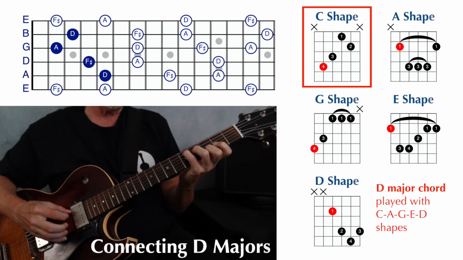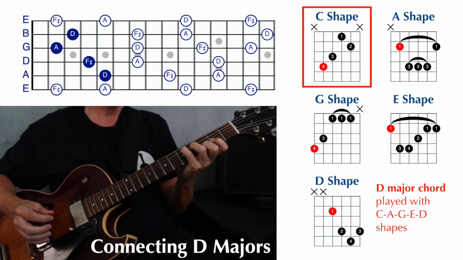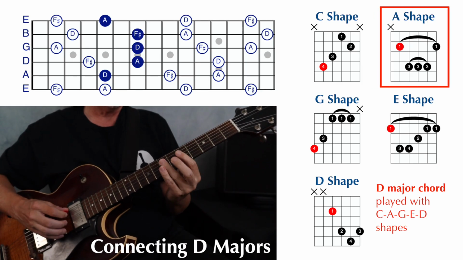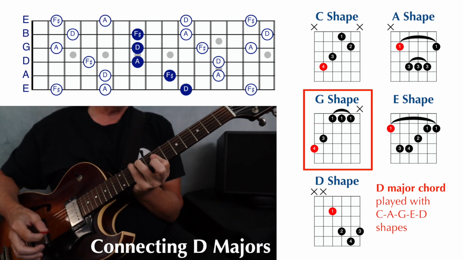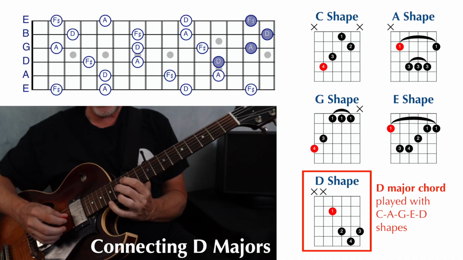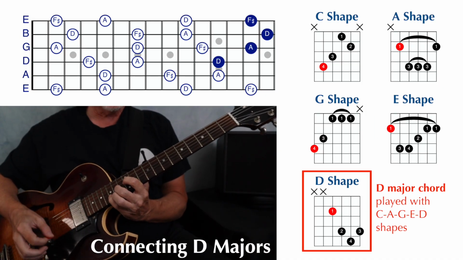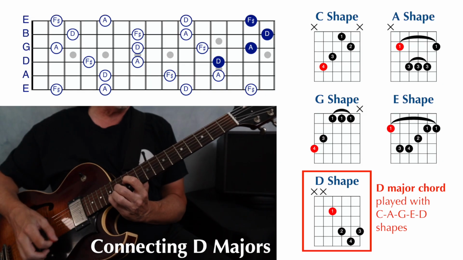Here's a D major chord played with the C shape. Another D major chord with the A shape, with the G shape, with the E shape, and this is a little hard to grab, but we have a D chord with the D shape. Like I say, that one's hard to grab, especially up there.